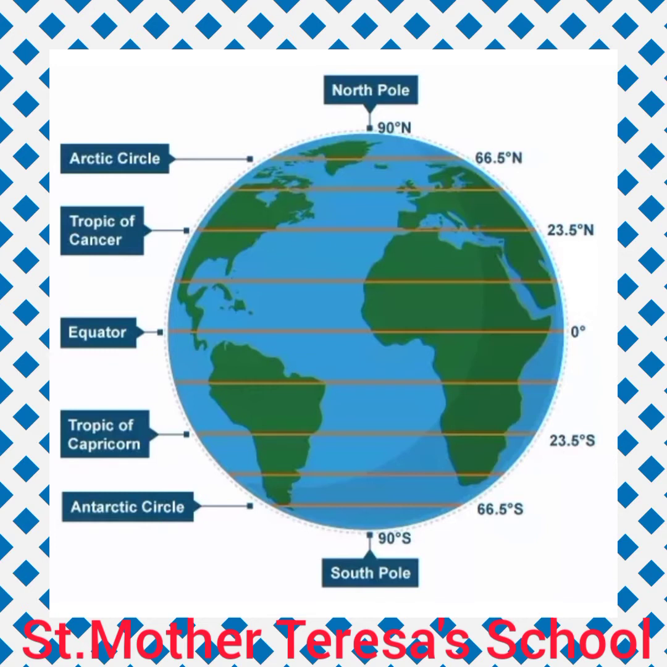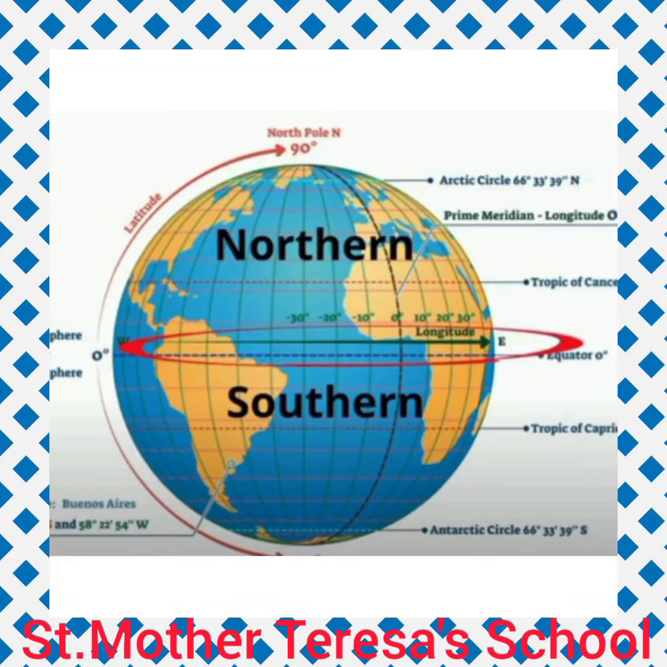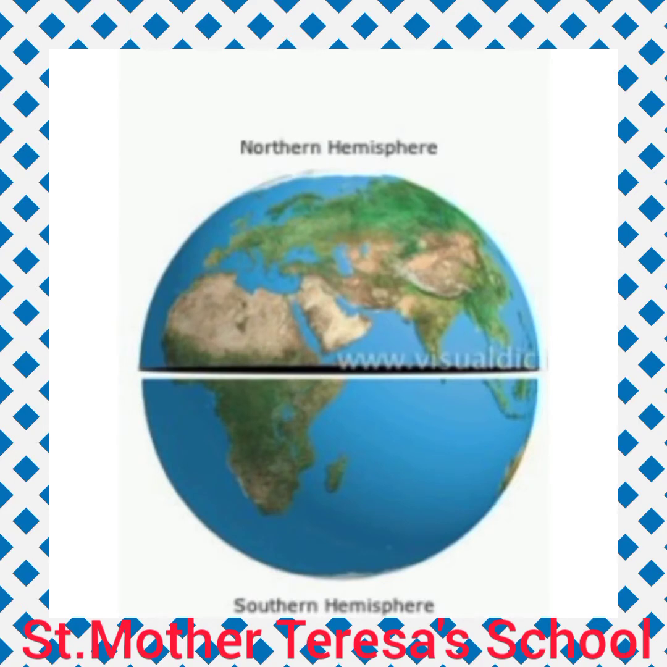It divides the earth into 2 equal halves called the hemispheres. The part of the earth to the north of the equator is called the northern hemisphere and the part to the south of the equator is called the southern hemisphere.